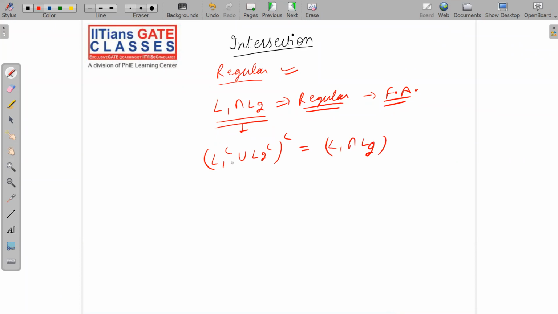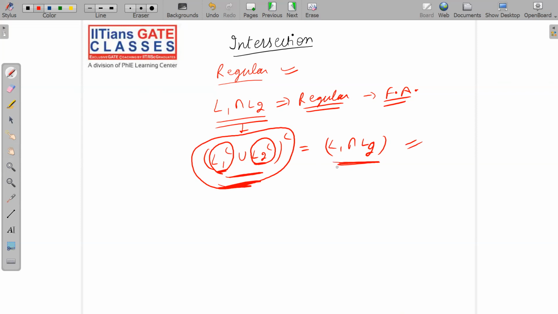If L1 is regular, then I can have a DFA for it, and a DFA for L1 complement also. L2 is regular, so I can have a DFA for L2, and for L2 complement also. How can I get an FA for the complement? The complementary machine gives the complementary language: change final to non-final and non-final to final. Union also gives an FA, and for the complement again I can get an FA. So directly and indirectly I can get an FA for this entire thing, which is nothing but L1 intersection L2.